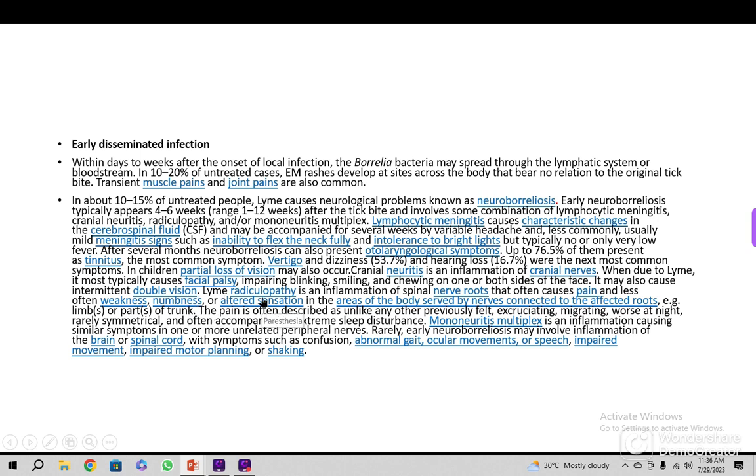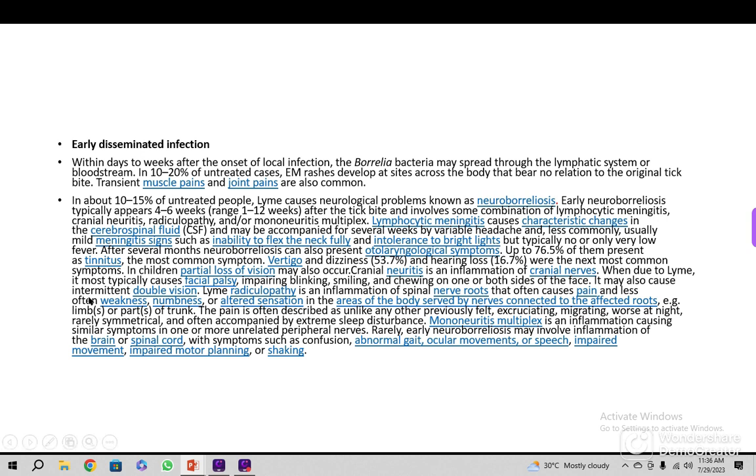Lyme radiculopathy is the inflammation of the nerve roots which come from the spinal cord. The spinal roots are involved and cause pain and, less often, weakness, numbness or altered sensations in the areas of the body served by the nerves connected to the affected roots.